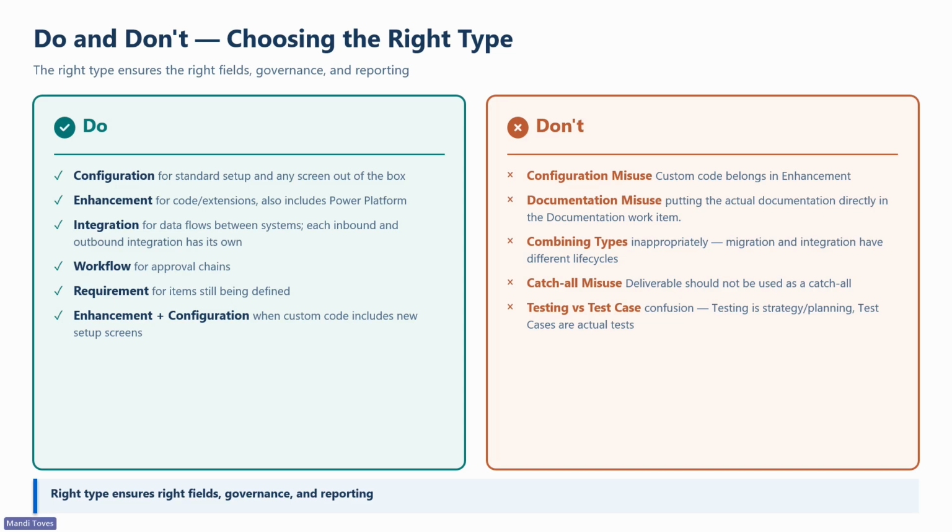Catch-all is misuse. The deliverable type should not be used as a catch-all. And testing versus test cases. Testing is about strategy and planning. Test cases are the actual tests. So make sure you know what the difference is when you're going forward with this.